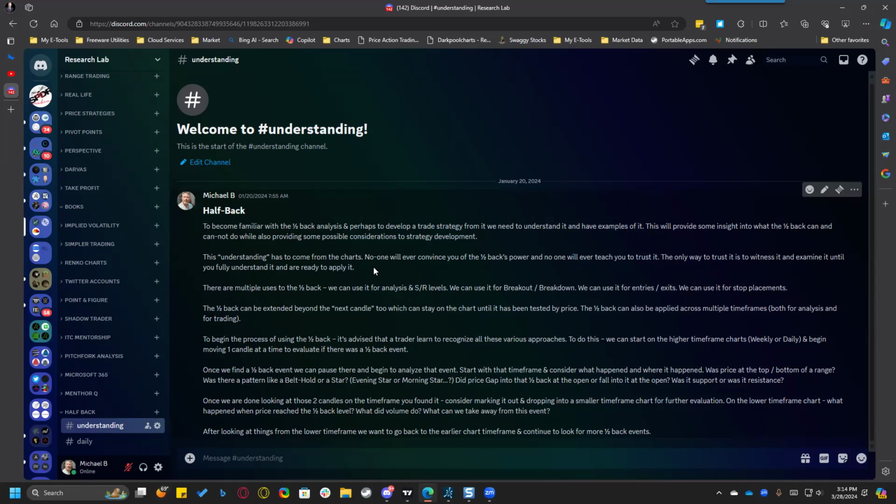The halfback can also be applied across multiple time frames on both the analysis side and the trading side. So you might have a halfback on a 30-minute chart and be trading that halfback on a 2-minute chart. To begin the process of using the halfback, it's advised that you learn to recognize all of these various approaches. And to do that, we start on the higher time frame charts, weekly or daily, and we just begin moving the chart one candle at a time to evaluate if there was a halfback event. Once we find a halfback event, we can pause there and begin to analyze that event.